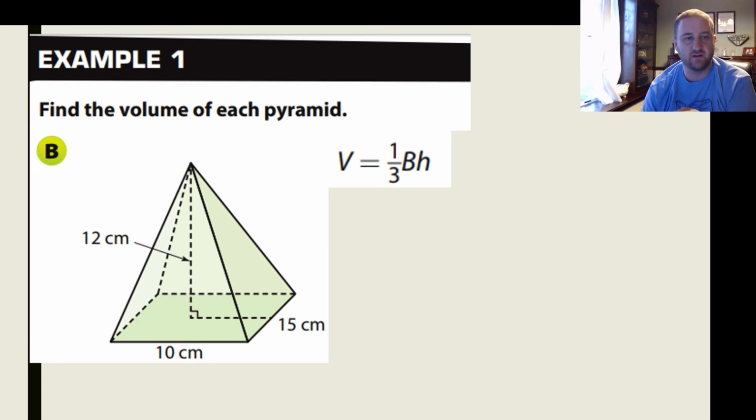Again, it says find the volume of each pyramid. Okay, what's the shape of our base? Here's our base right here. It's got a side length of 10 and 15. Since they're not equal, that means it's a rectangular pyramid.